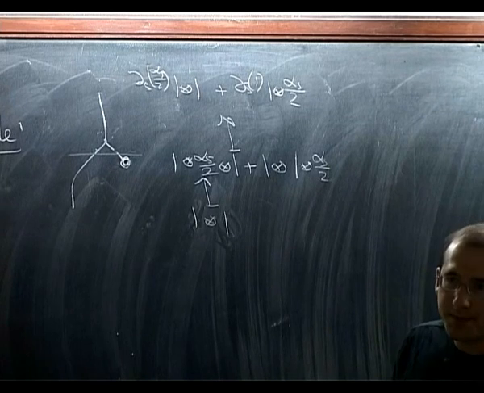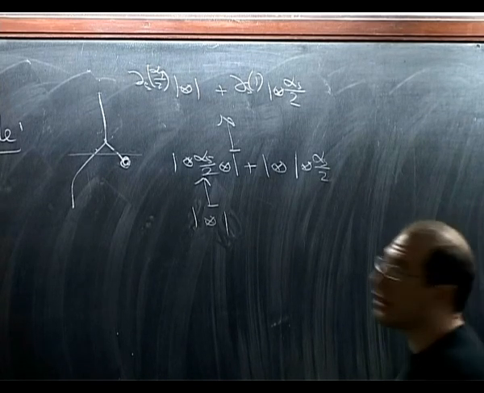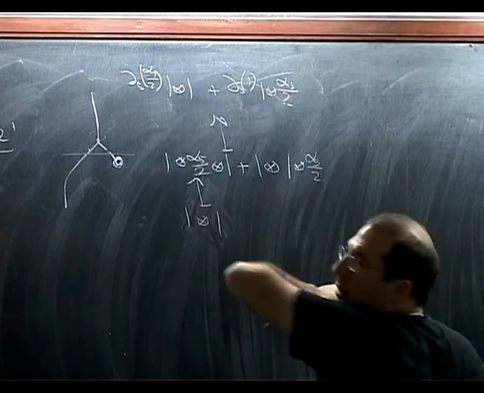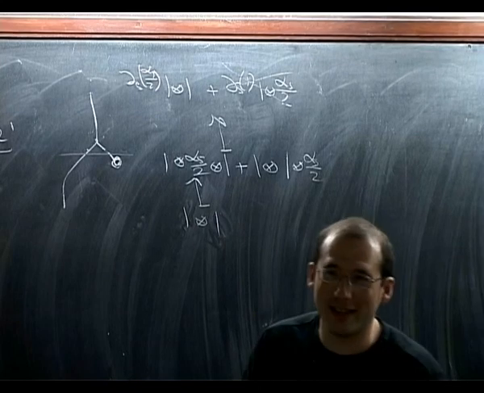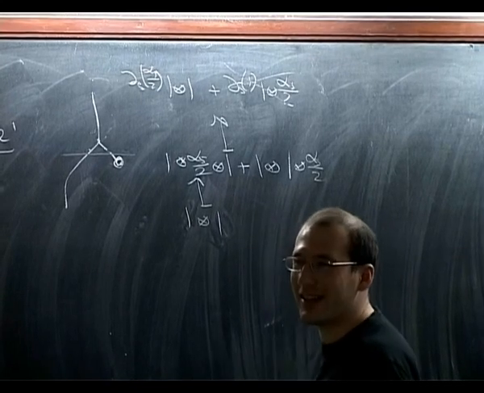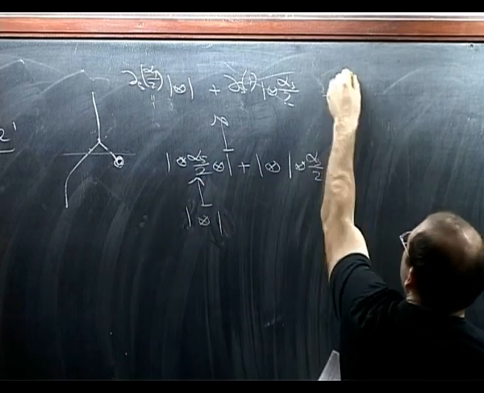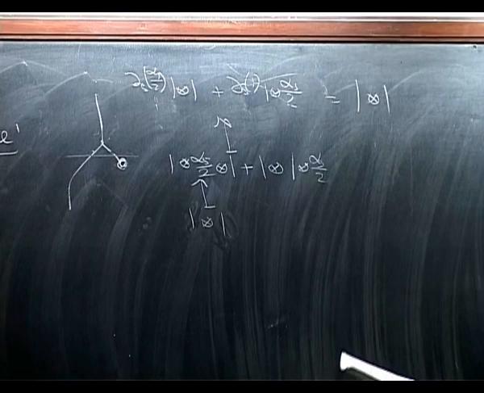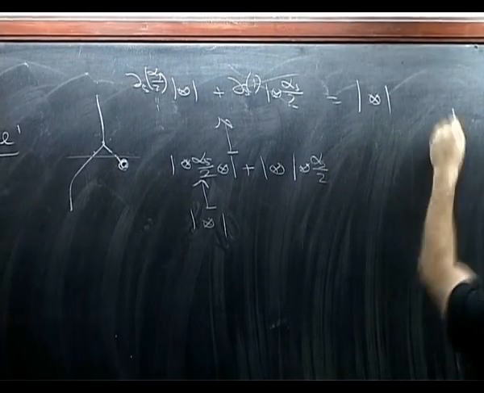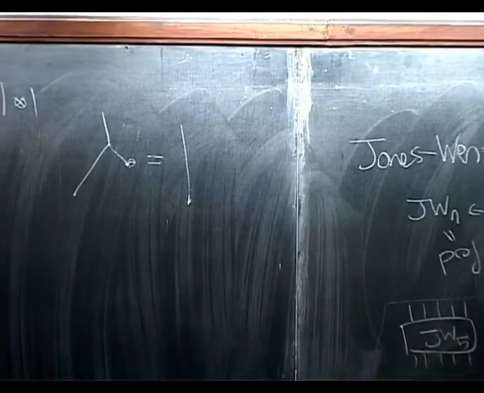Well, the de Mazur operator of 1 is 0 because 1 is symmetric, so this term dies. The de Mazur operator of alpha s over 2 is 1. That's the whole point. This is why we're doing dual bases. So this is 1, and the answer is just 1 tensor 1. So in fact, this is the identity map. So we get a relation that says that this is the identity map.